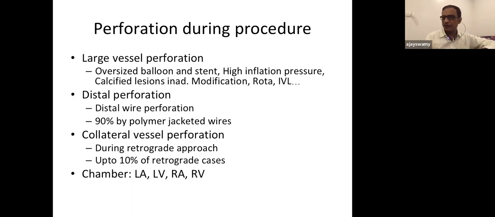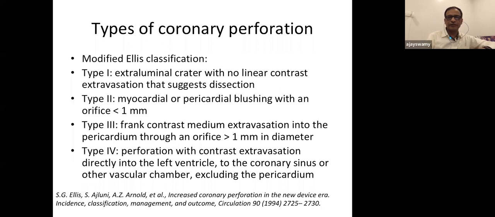Chamber perforations can occur during various structural interventions. The LA appendage can be ruptured during a BMV, during an LA appendage occluder, during so many transseptal procedures that we do. The LV can be ruptured during a TAVR or during other paravalvular closures, etc. The RA can be ruptured by a pacemaker wire, anything as simple as that, to somebody trying to do a Micra. The RV can be ruptured by a pacemaker wire or by many other tools which are used.